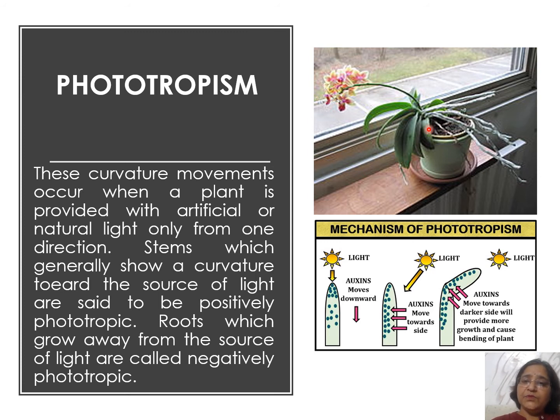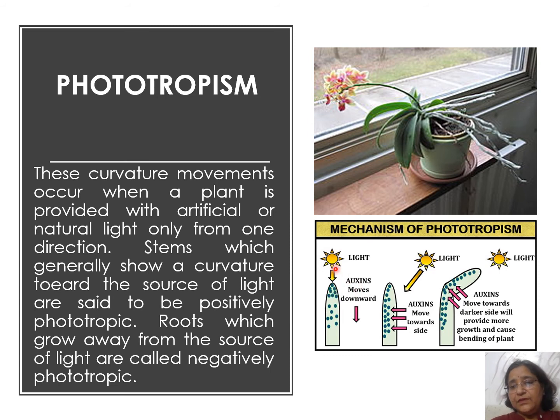And now we come to the mechanism. It was found that auxins are responsible for the phototropic movements in plants. Auxins are synthesized at the tips, maybe at the stem tip, at the shoot tip, at the root tip.